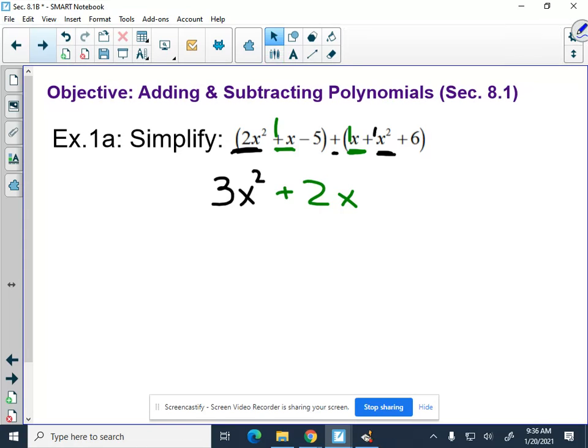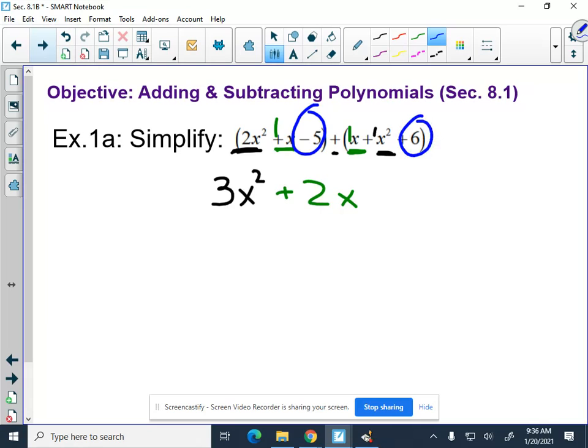Okay, now the next one, we have -5 and +6. Well, 6 minus 5 is 1. But those are like terms. We combine all the different like terms, and then we get an answer. Now, hopefully you see why I did the cat-dog example, right?